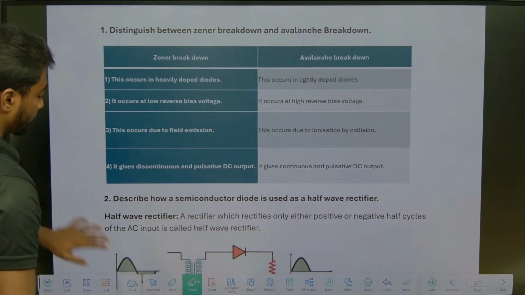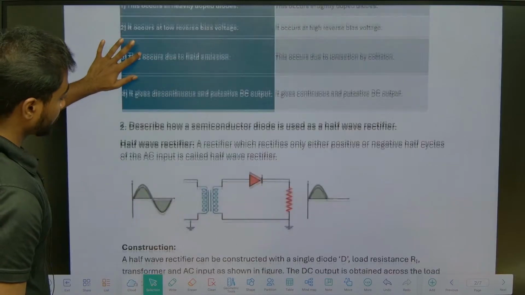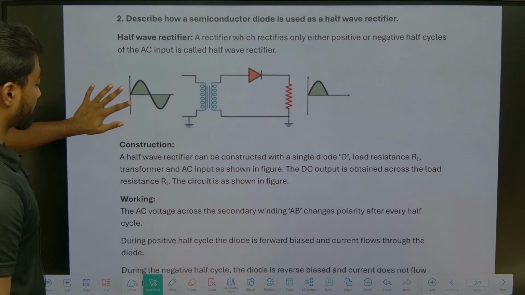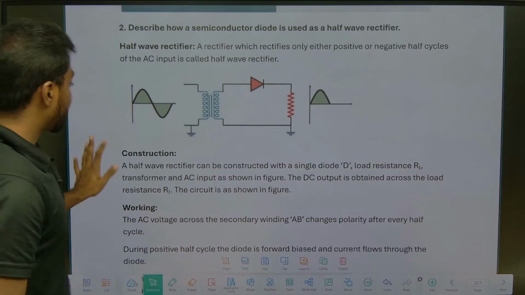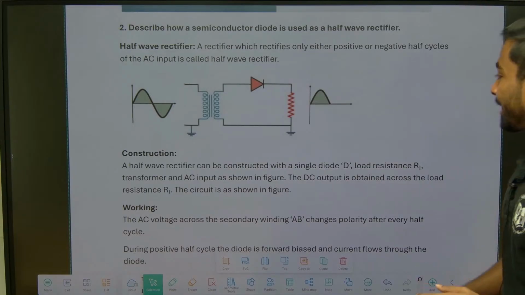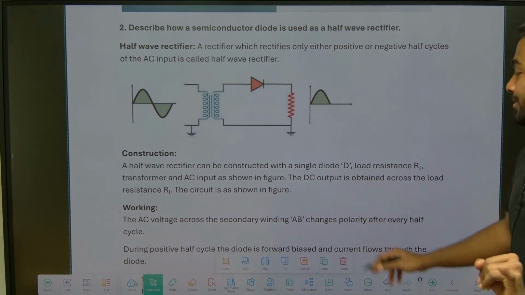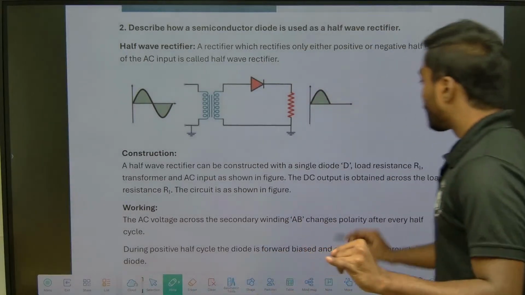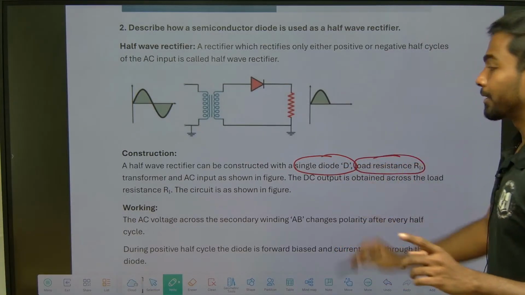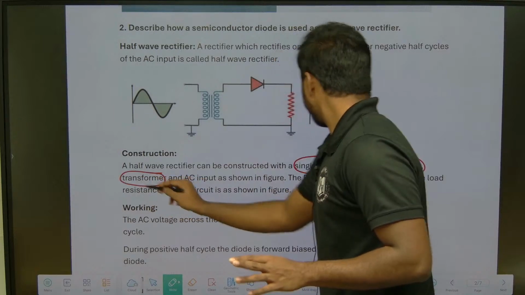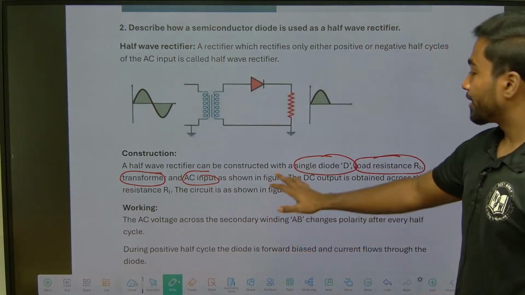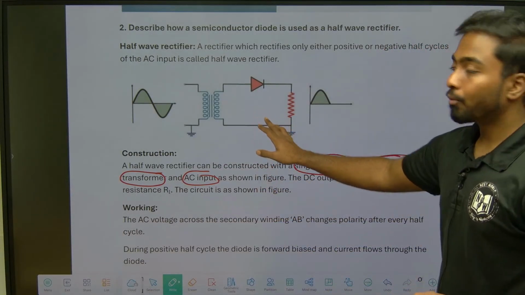The next question is: describe how a semiconductor diode is used as a half wave rectifier. First we will see the construction of this. The half wave rectifier can be constructed with a single diode, a load resistance, a transformer and an AC input. These are the things we will use for constructing the half wave rectifier.